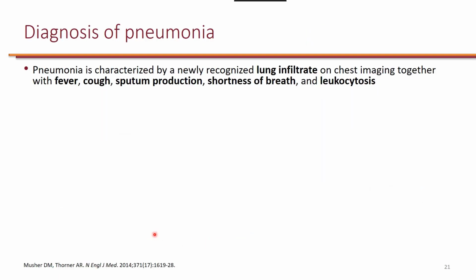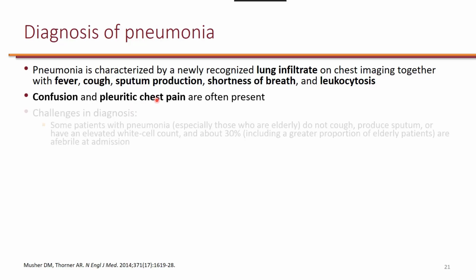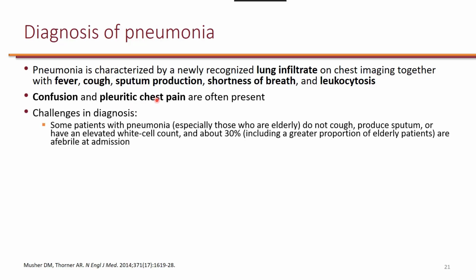Now, pneumonia in general is characterized by a newly recognized lung infiltrate on chest radiograph together with clinical symptoms. The common symptoms will be fever, cough, sputum production, shortness of breath, and leukocytosis. Some patients can also have confusion and pleuritic chest pain. Now, there are some challenges in diagnosing pneumonia. For example, some patients, especially elderly patients, may not cough or produce sputum, or they may not have an elevated white blood cell count. And some patients may not have a fever.